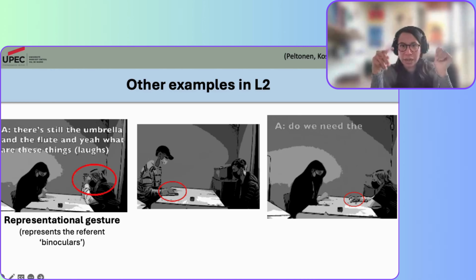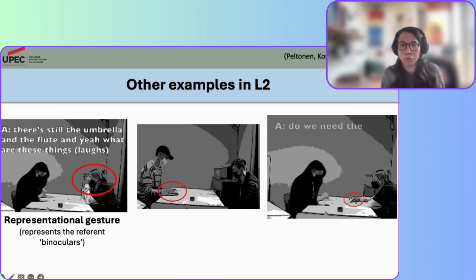I mean, they have this round shape, but they're also used, usually you kind of turn them in a certain way to look from a distance. And so you see it's both the shape, but also the movement associated with the binoculars. And so you see that's definitely a representational gesture, so a referential gesture.